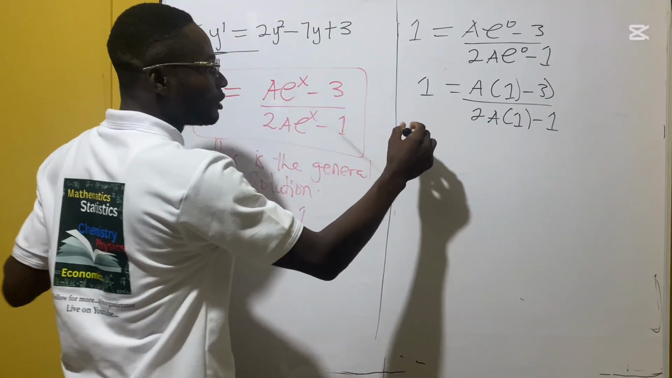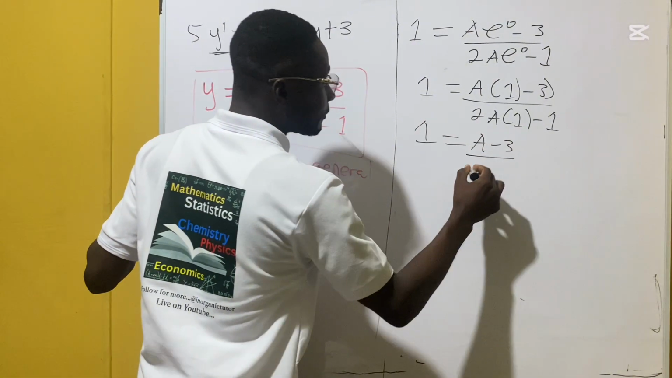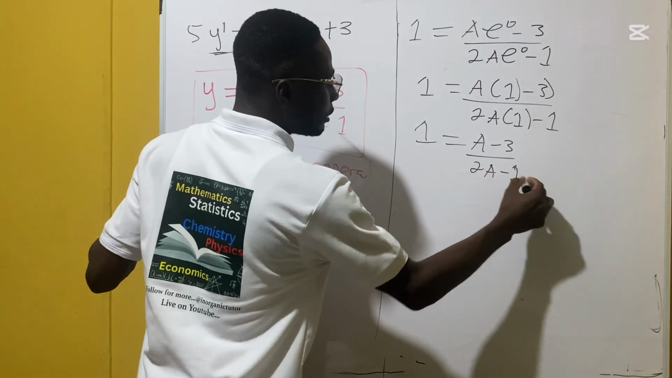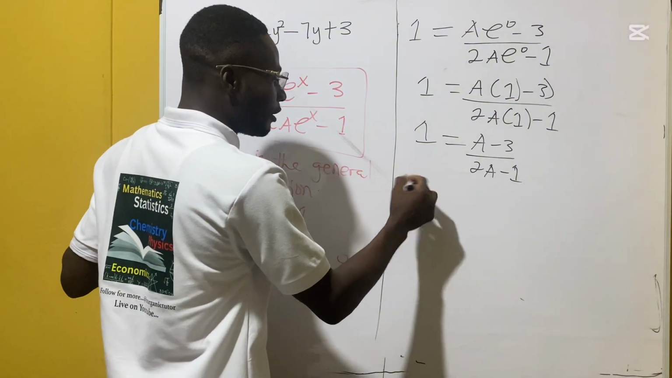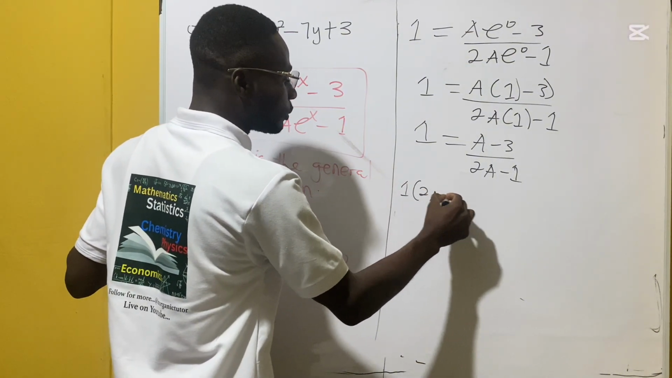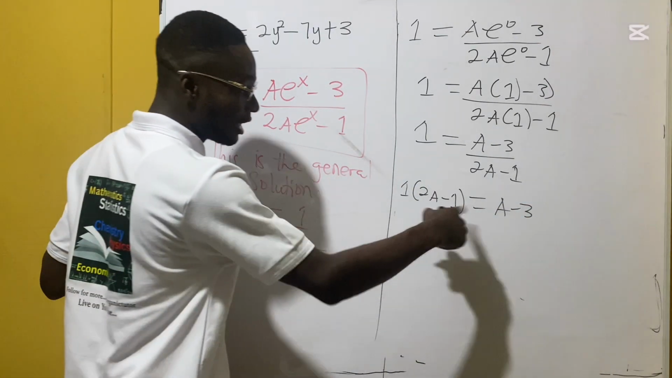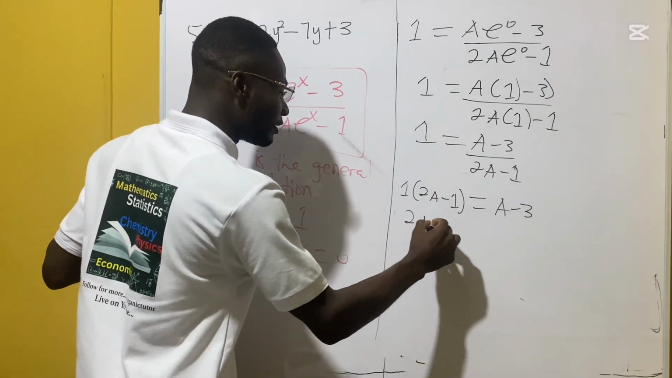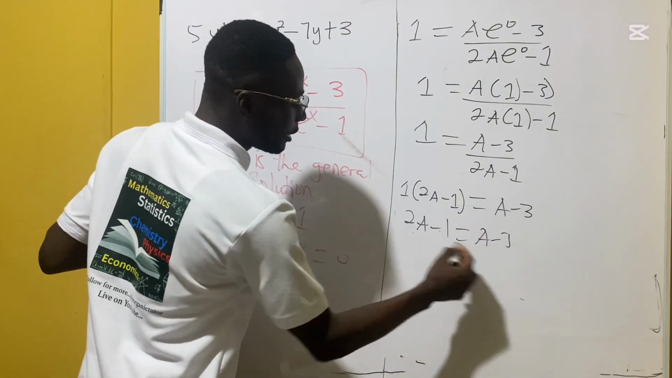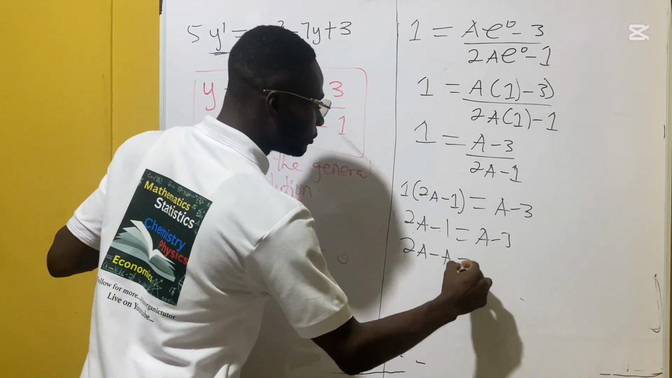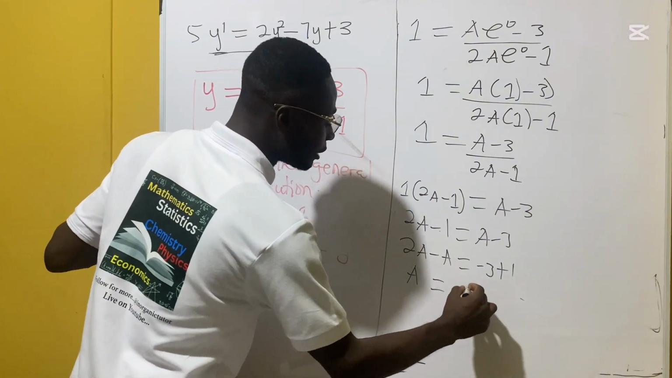Right, so once we have this, we can still simplify it and we have a minus 3 on 2a minus 1. Right, so we are interested in a, so let's cross multiply. So we have 1 into 2a minus 1 is equal to a minus 3. Right, so we are interested in a, so do further simplification. Bring this here, send this down. So we have 2a minus a should be equal to minus 3 plus 1. So we have a is equal to minus 2.